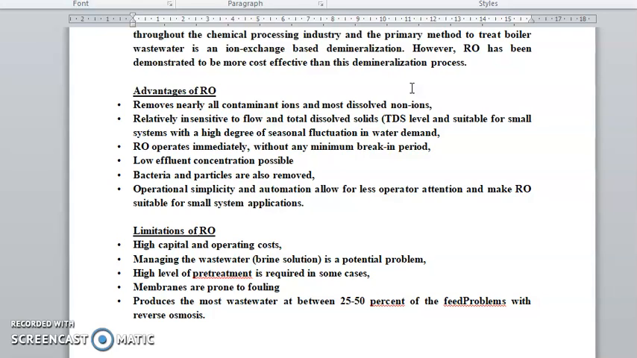Disadvantages: high capital and operation cost is one of the problems. Managing the wastewater brine solution is a potential problem. High level pretreatment is required. Membranes are prone to fouling. This is one of the problems. Producing the most wastewater, between 25 to 50% of the feed, is a problem with reverse osmosis. These are the problems of reverse osmosis.